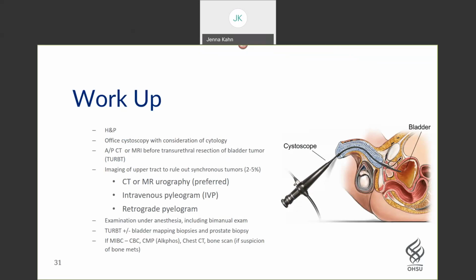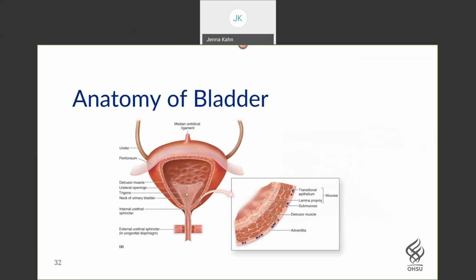Here you can see a scope going into the bladder. Here is a picture of the bladder. You can see the ureters coming in here. This is considered the trigone. This is the internal urethral sphincter, and the external urethral sphincter. And then you can see here the different layers of the bladder. So we have the lamina propria, the submucosa, the detrusor muscle, and the adventitia.